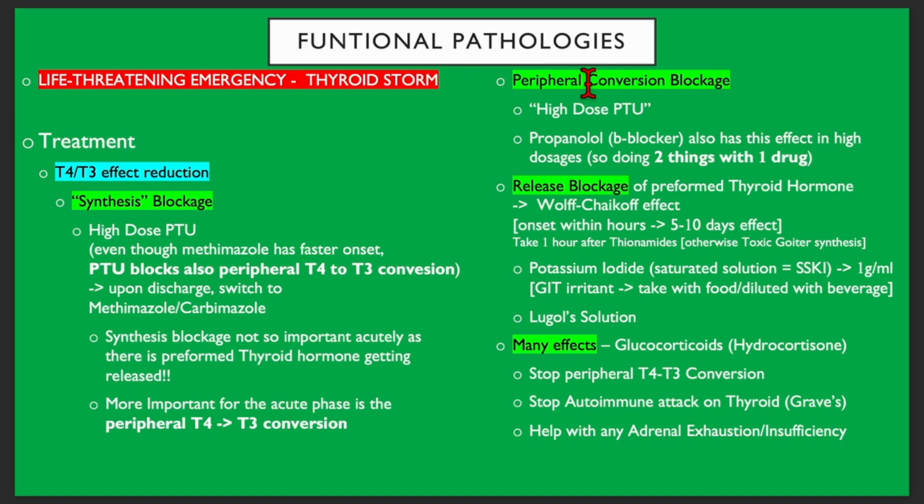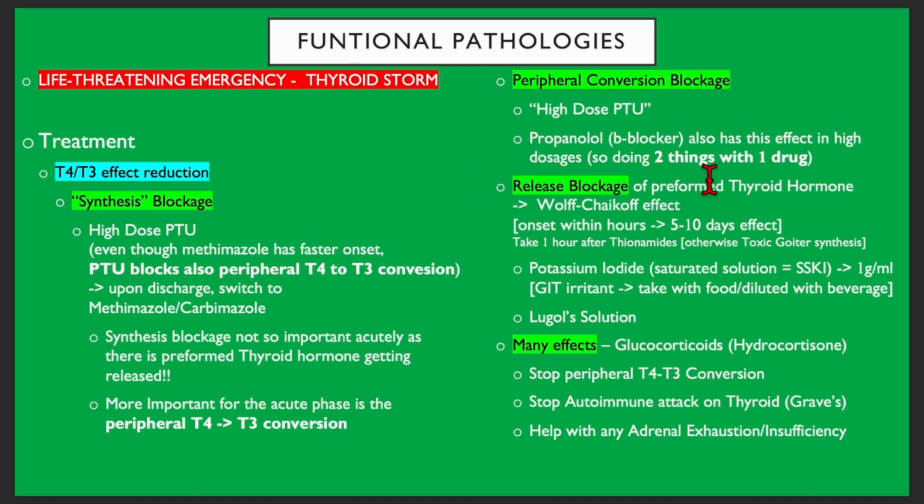Continuing on with the peripheral conversion blockage, we said already the high dose PTU. We can use the beta blocker. It also has the effect of peripheral conversion blockage. So we're doing two things with one drug. We gave the beta blocker as symptomatic treatment. We gave the PTU as, let's say, synthesis blockage, but both of these drugs stop the peripheral conversion.